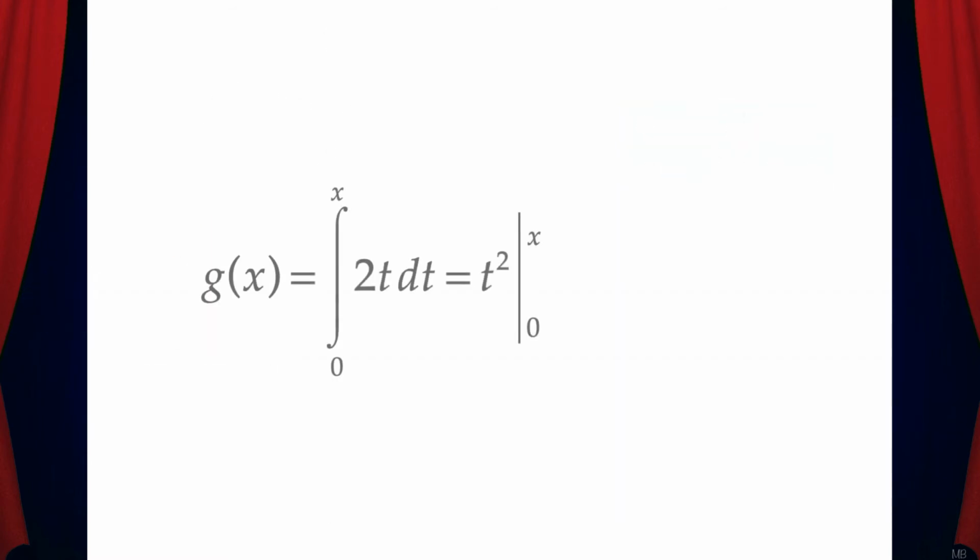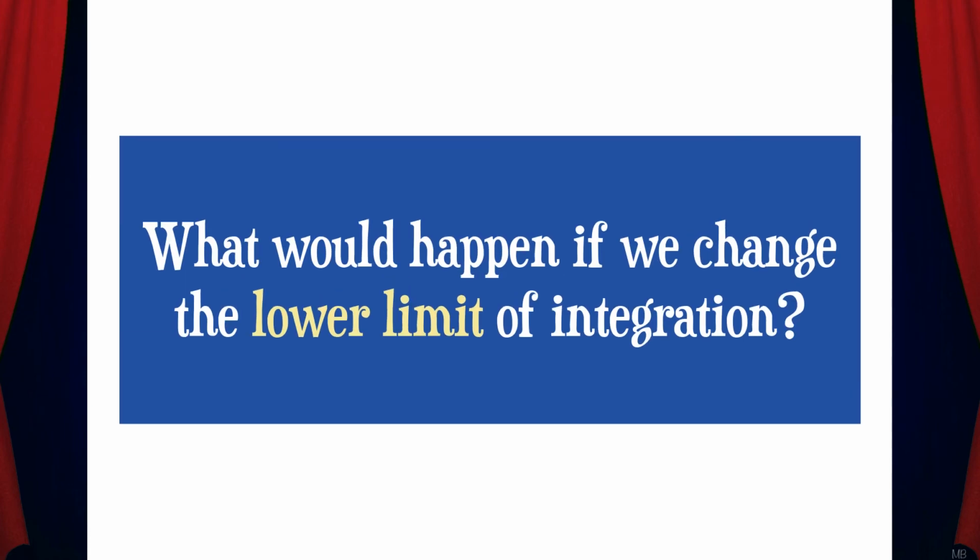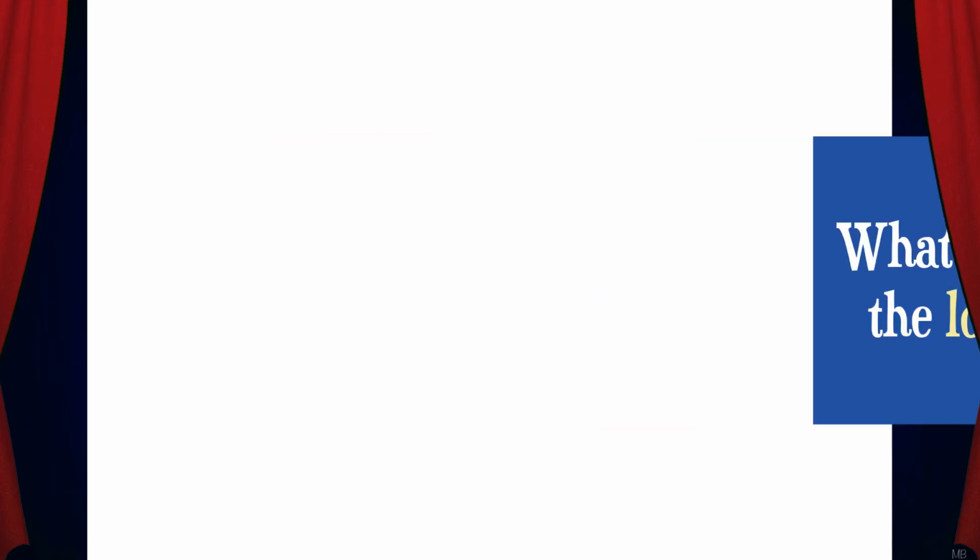Let's confirm this algebraically. If we take the integral from 0 to x of 2t dt, we get t squared, which we'll evaluate from 0 to x. And when we apply the fundamental theorem of calculus, we get x squared minus 0, which is just x squared. That means g of x equals x squared. Now you may be wondering what would happen if we change the lower limit of integration. Let's look at an example.